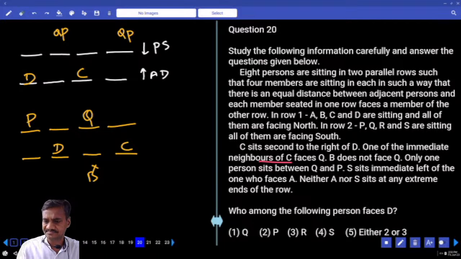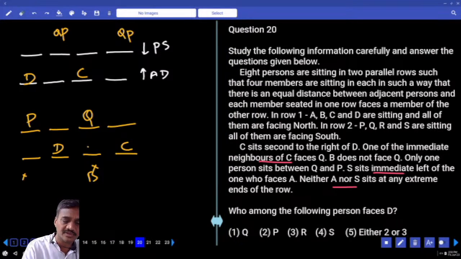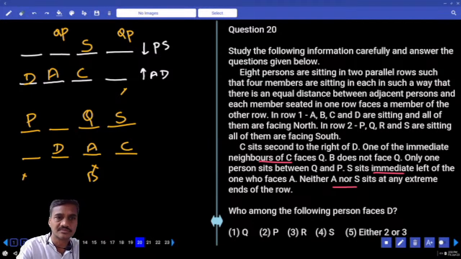And next one, S is to the immediate left of the one who faces A. S cannot be at the ends of the row, hence A cannot be here, A must be here. S is one of the immediate neighbors of the one who faces A. And next one, A cannot be at this place, hence A must be here. If A is opposite to A, the immediate neighbor is S, isn't it?